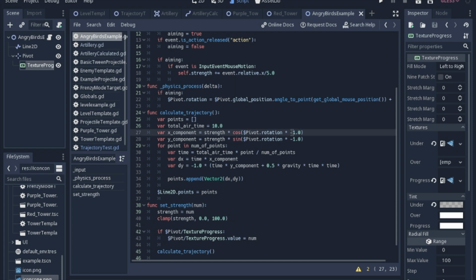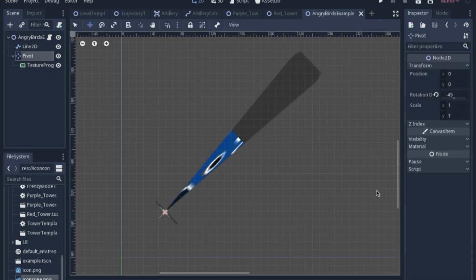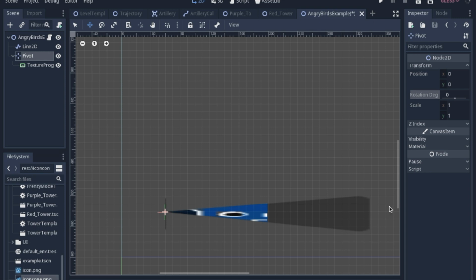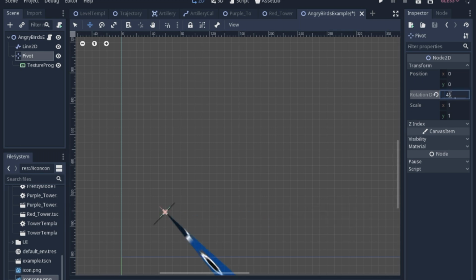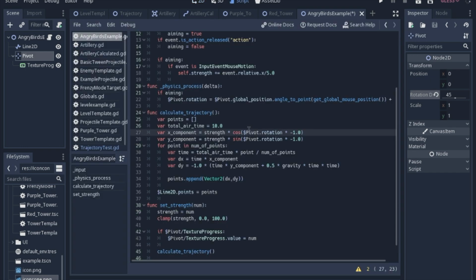Now I have this -1 here because if you look in the pivot, the rotation degrees, if you have it at 0, it points to the right. We're trying to measure how far it goes up from here, so counterclockwise. Now, when you add 45 to the rotation degrees, it adds those degrees clockwise, so it's the opposite of what we want. So in this case, we have to multiply that angle by -1. So after we find out how fast it's moving to the right and how fast it's moving up, we can do the calculations of where the points should be.